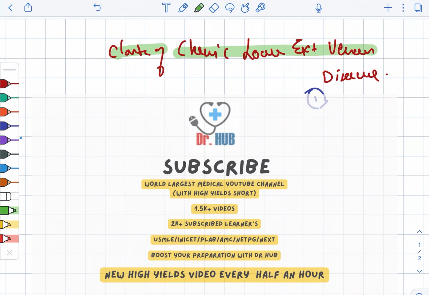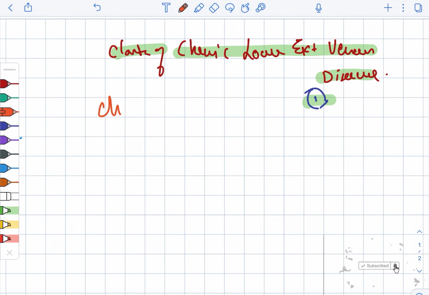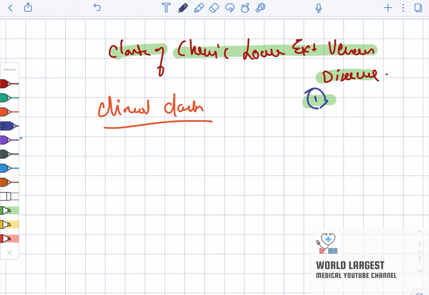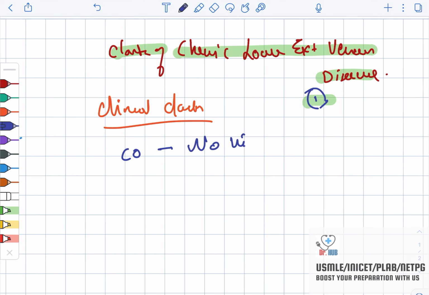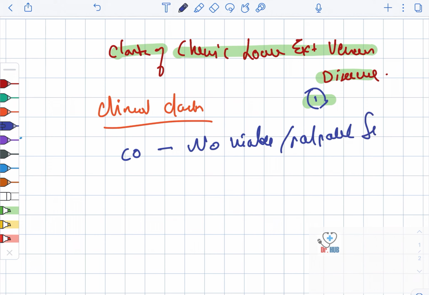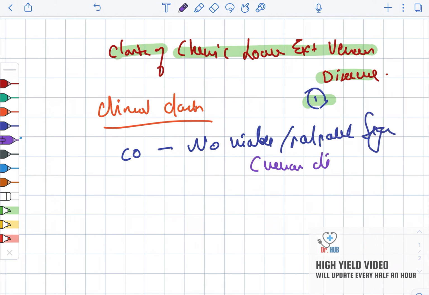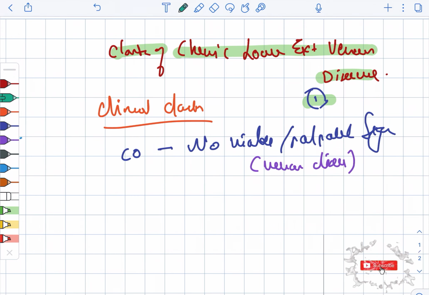Classification of the chronic lower extremities venous disease. So firstly, we are looking at the clinical classification. In the clinical classification, there is something known as C0. C0 refers to no visible or palpable signs of venous disease. Next, we are looking at C1.